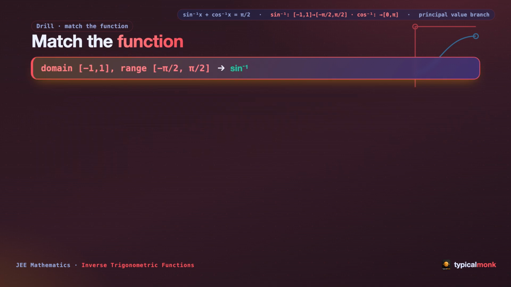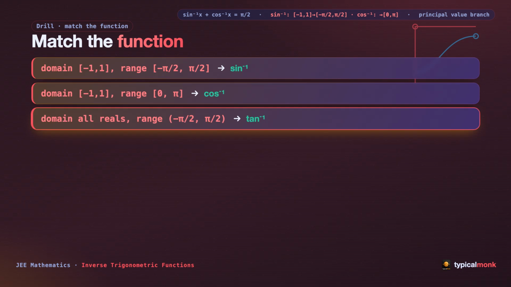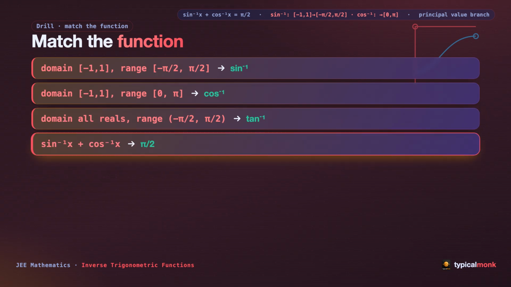Now match each description to its function. Domain minus 1 to 1, range minus pi by 2 to pi by 2 goes to sine inverse. Domain minus 1 to 1, range 0 to pi goes to cosine inverse. Domain all real numbers, range the open interval minus pi by 2 to pi by 2 goes to tangent inverse. And sine inverse x plus cosine inverse x goes to pi by 2. Four pairs, each worth memorizing.